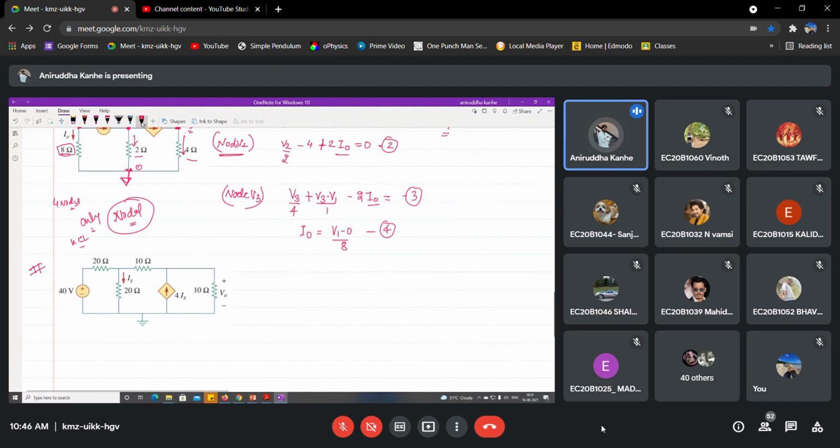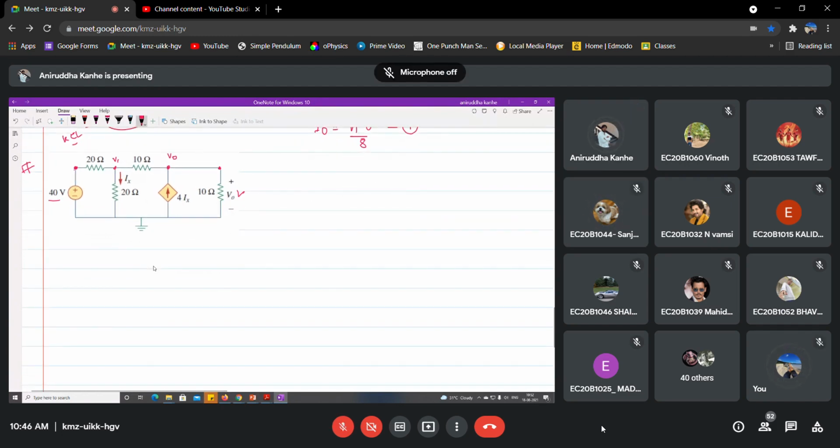Let us now consider this question. Obviously this is a node, but it is known to you. This is 40 volts. This is another node, let us call it V1. That's the second node, V2. And these two nodes are the same, and as per the question, it is given as V0. So instead of V2, now you can consider that as V0. Is that okay? Can I consider V0 here? Yes, sir.